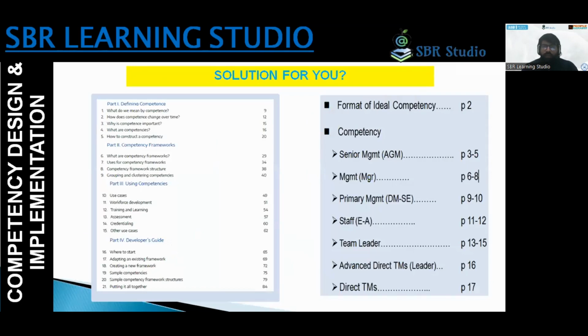This first solution is divided into four parts. Number one, you have to define the competence at different levels, for different functions in your organization.